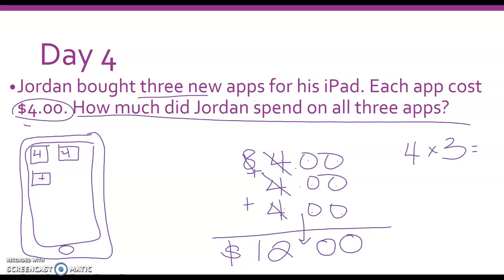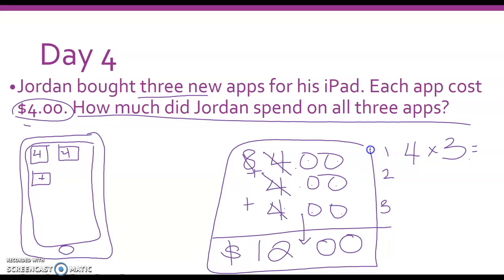Okay. Now, I said over here that you could do 4 times 3 to give you the same answer. It's because it is 1, 2, 3. And when you multiply 4 times 3, you get the same answer as 4 plus 4 plus 4. Okay. But if you want to just add, that's totally fine. That works just as well.